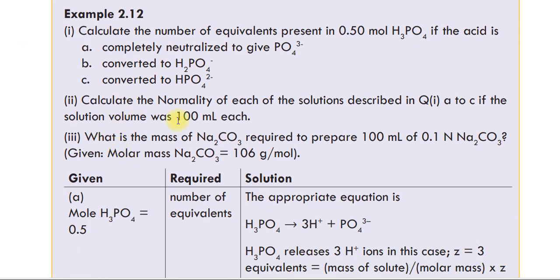Second, calculate the normalities of each of the solutions described in question 1 a to c, if the solution volume was 100 milliliter each. Third, what is the mass of sodium carbonate required to prepare 100 milliliter of 0.1 normality of sodium carbonate, given molar mass of sodium carbonate 106 gram per mole?